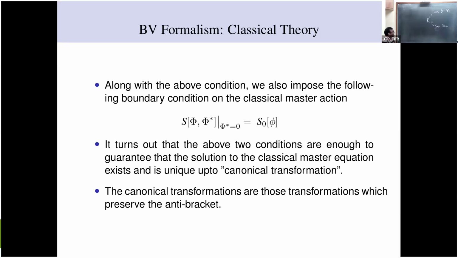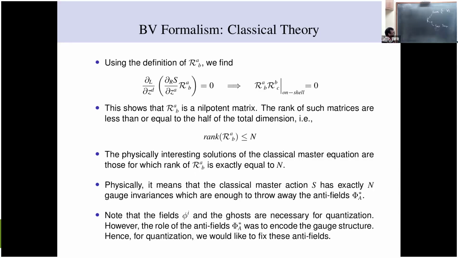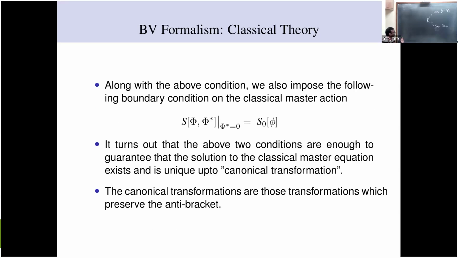That would be natural if you thought of phi star as sources for the fields. Yes, right. It turns out that if you impose this boundary condition and demand the rank to be n, then these two conditions are enough to guarantee that the solution of the classical master equation exists and is unique up to some canonical transformation. And these canonical transformations are those which preserve this antibracket structure.